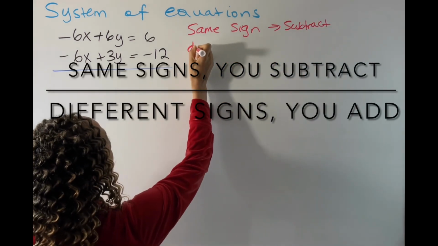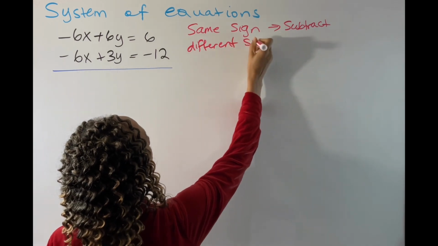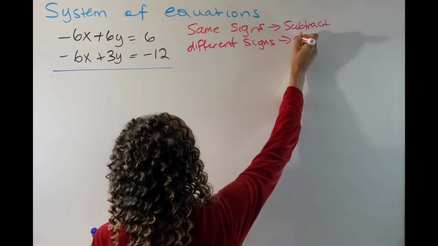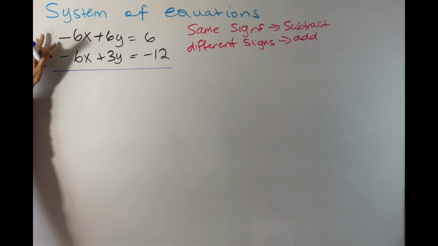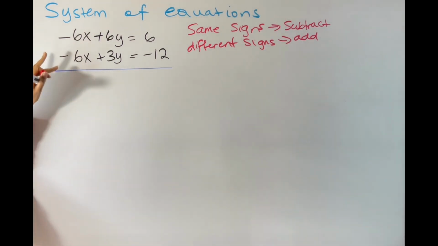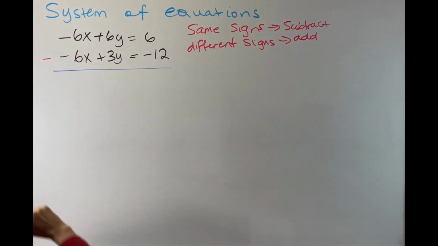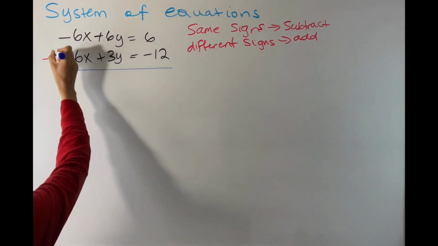And different signs, you are going to add. So in this case, because the signs in front of the variable that we are going to eliminate are the same signs, we are going to subtract. So you must put your subtraction sign there. One thing you must remember is that when you have two subtraction signs together, or a negative beside a negative, you are going to turn it into a positive sign.